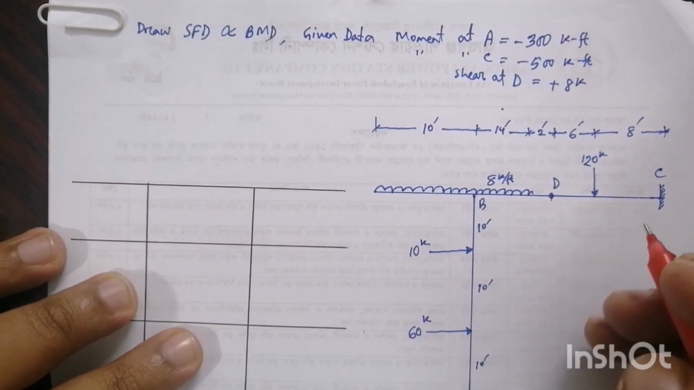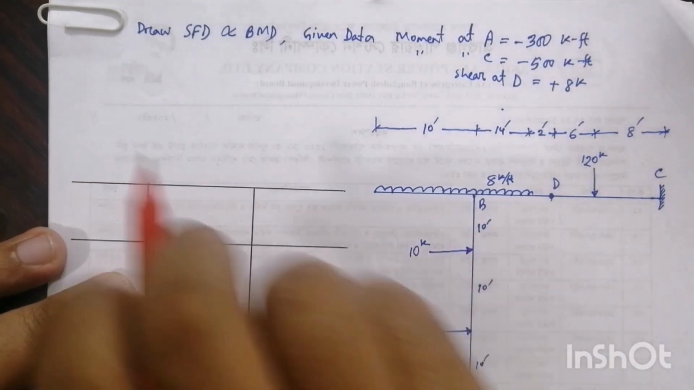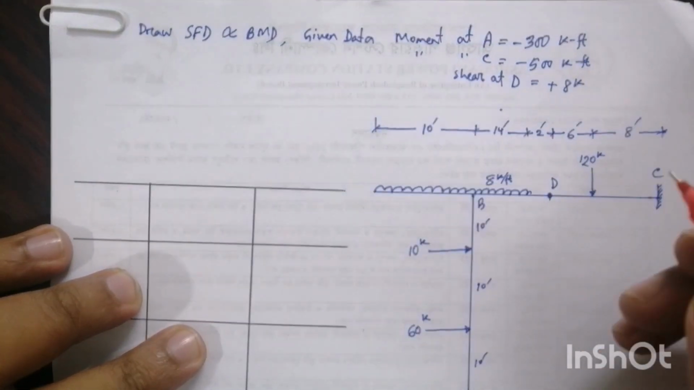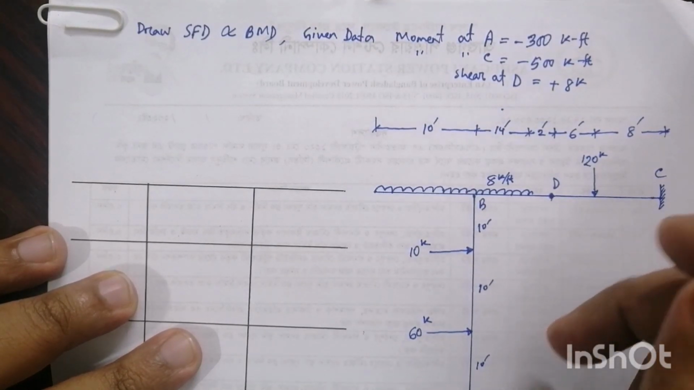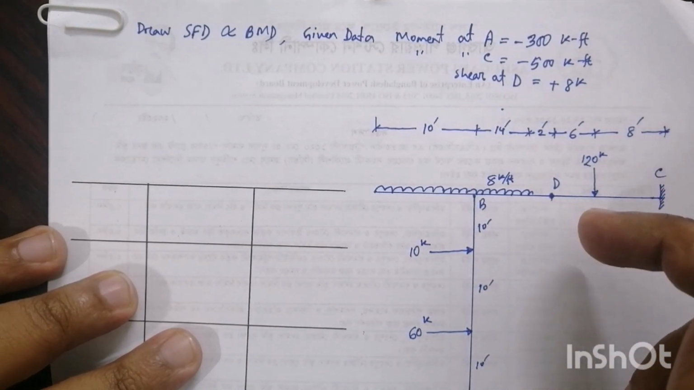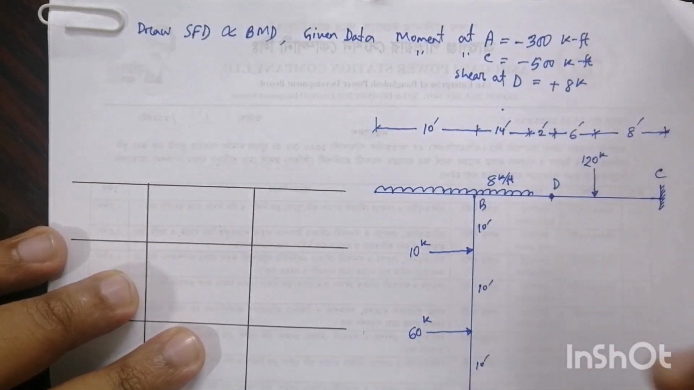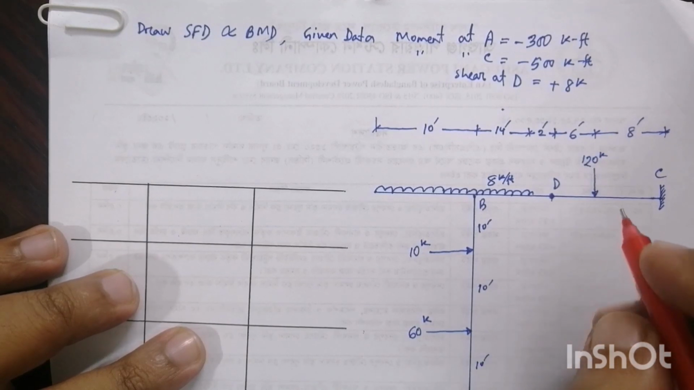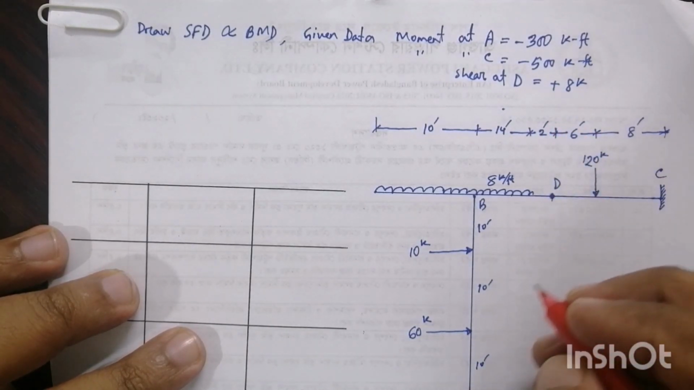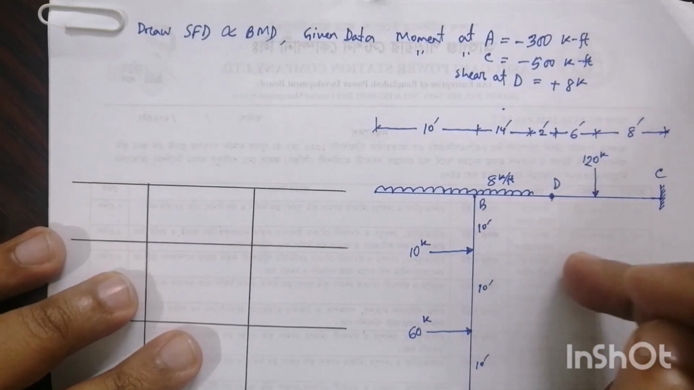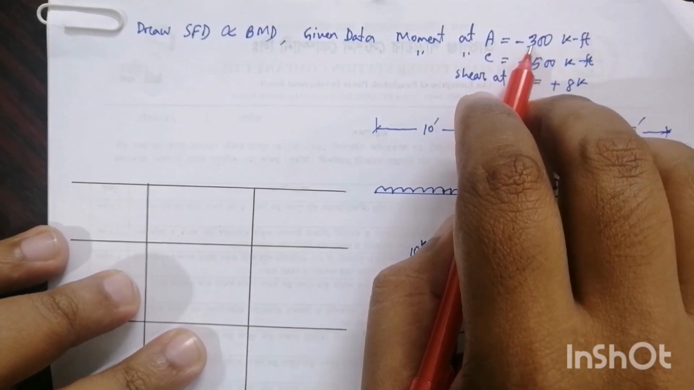Today we are discussing this structure, for which we will draw the SFD and BMD. This is actually a statically indeterminate structure, but it is made statically determinate by the three conditions given here. So if we apply these three conditions, which make this structure statically determinate, here at point A, 3 minus 300 kip-feet.